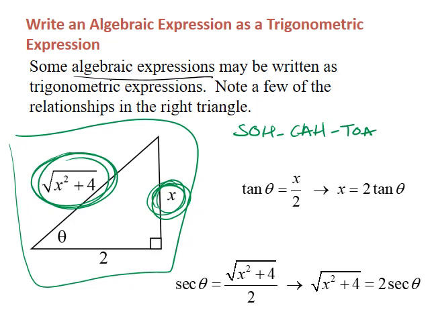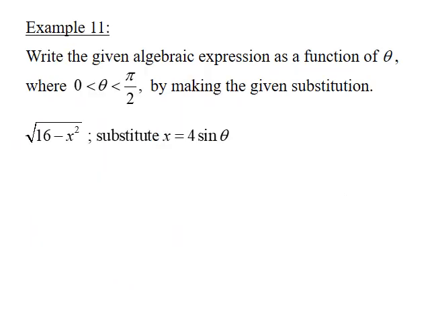Well, we will still do everything the same way as before, but we just want to be cautious that if I want to find secant, for example, secant is going to have some algebraic expression. Okay, so here's a type of problem you will see in a situation like this. It'll say, write the given algebraic expression as a function of theta, where theta needs to be in between 0 and pi over 2 by making the given substitution.